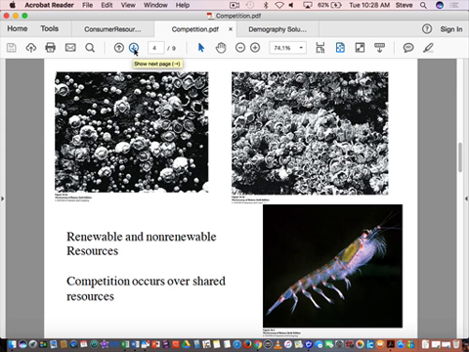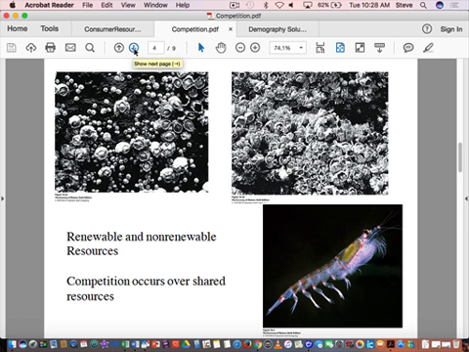So let's talk about what we mean by resources. And there are lots of things we can talk about when we talk about resources. And these are the things that species are going to be competing over. Okay? Some of them are renewable and some are non-renewable.